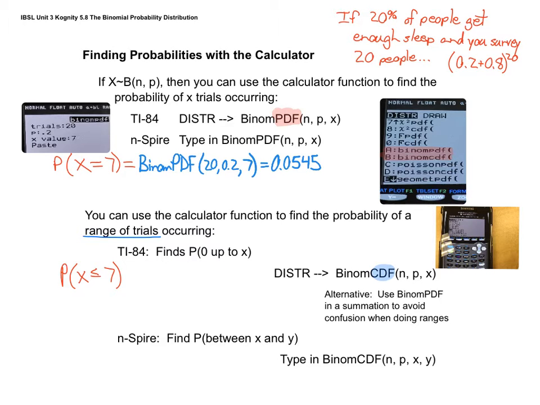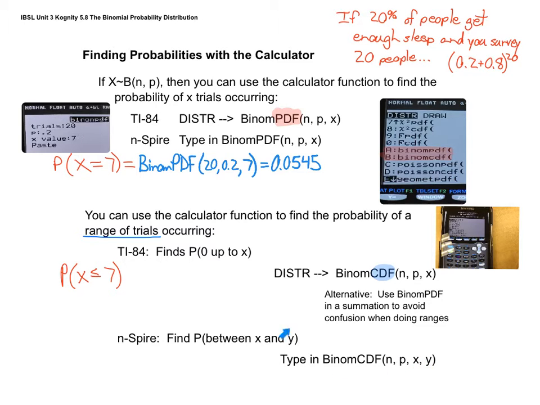Now, what if I wanted the probability of getting less than or equal to 7 people who got enough sleep? That's where the binomial CDF comes in. Now, this is one of the few instances I think where the n-spire is kind of nice. The n-spire will allow you to put between 2 values on your binomial CDF. So notice down here, the binomial CDF goes between x and y, so you could put 0 and 7.